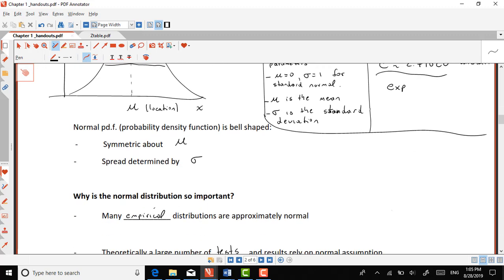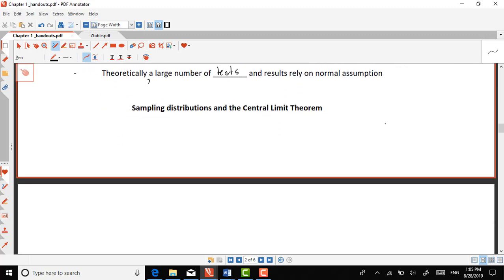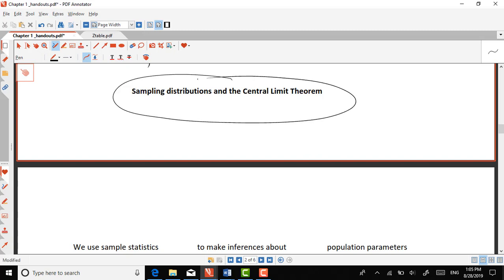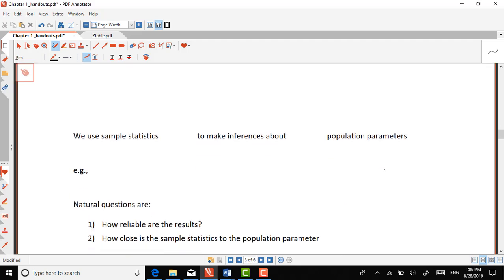So today, we're going to be talking about a new topic, which is sampling distributions and the central limit theorem. This concept of sampling distributions is key to everything that we do in statistics. So I'm going to spend some time explaining the intuition behind it.